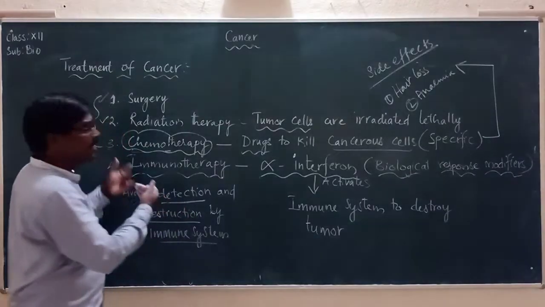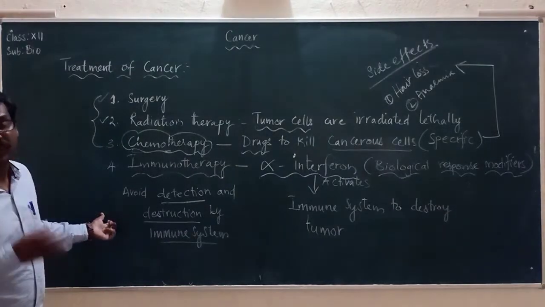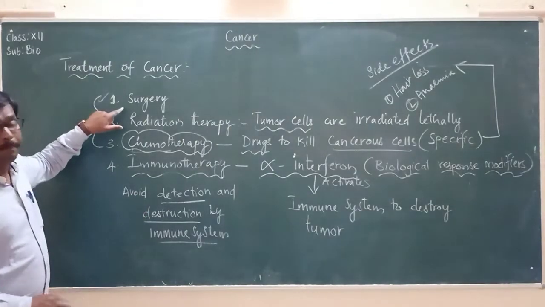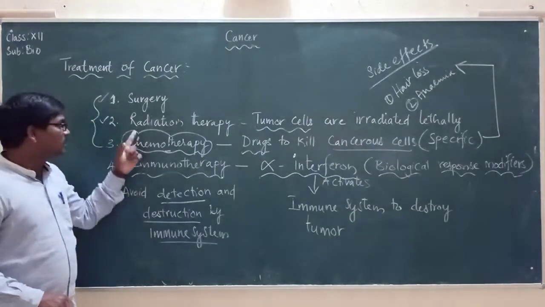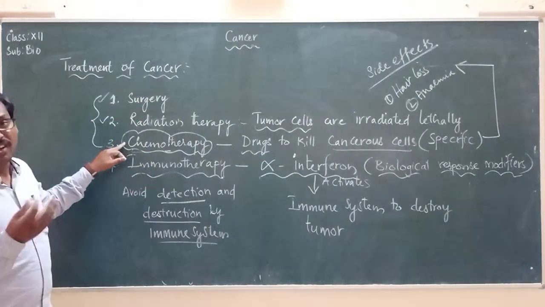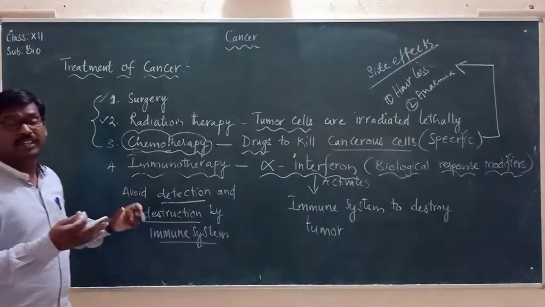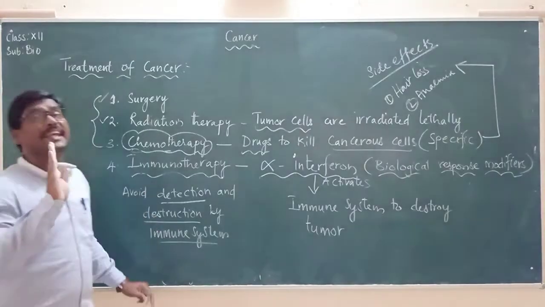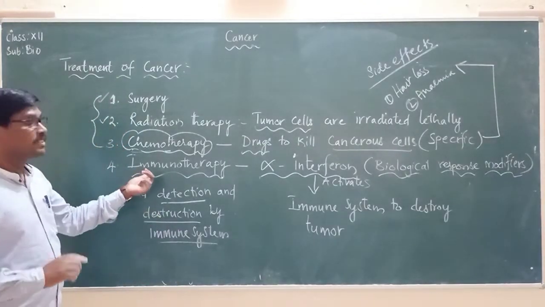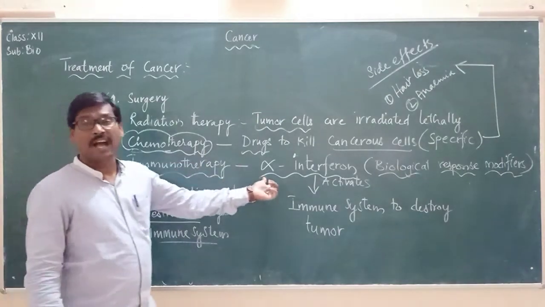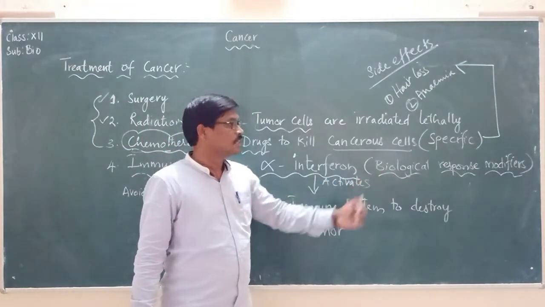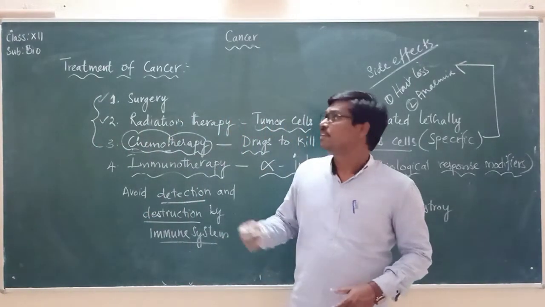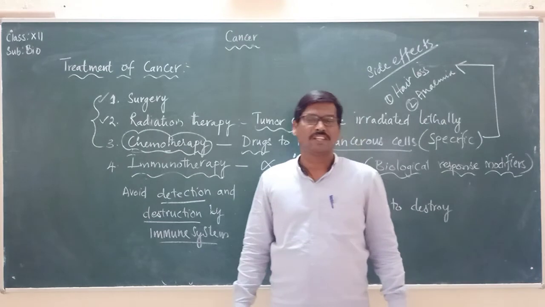So this is the way the treatment is done for cancer patients. Here the first ones are surgery, radiation and chemotherapy. All these are the three combinations used most of the time for treating cancer. But otherwise they go for immunotherapy by administering alpha interferon, which is called a biological response modifier. So these are all the points that we have to keep in mind when we are discussing cancer.